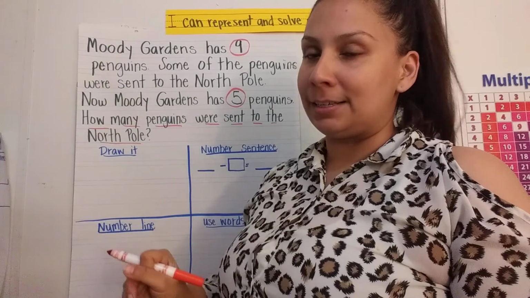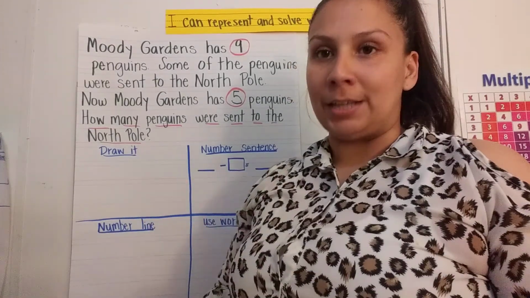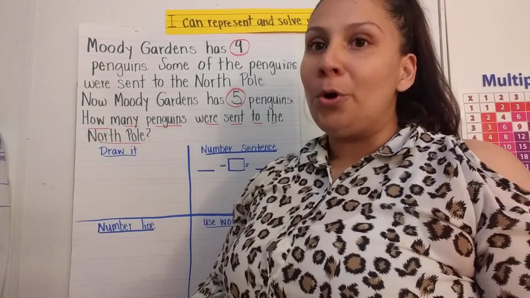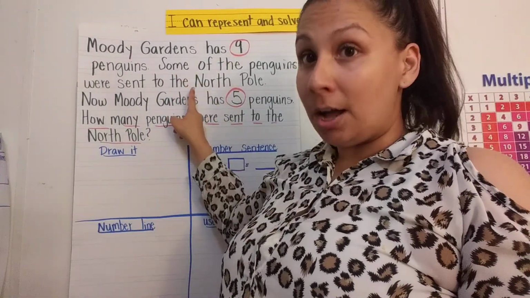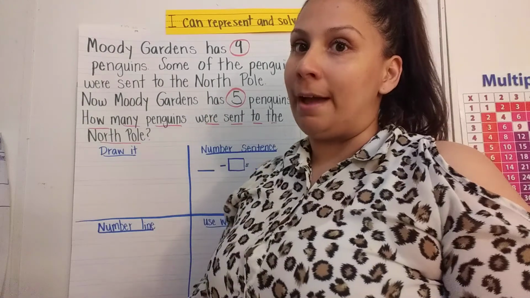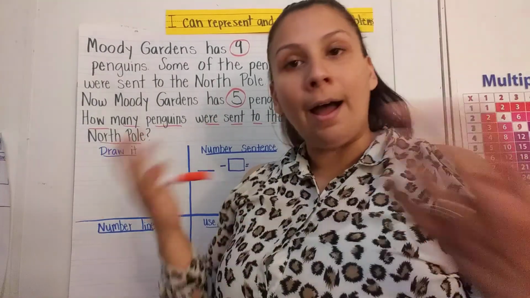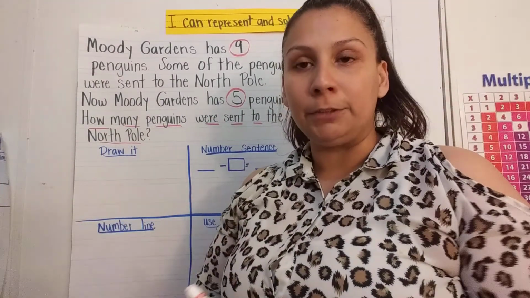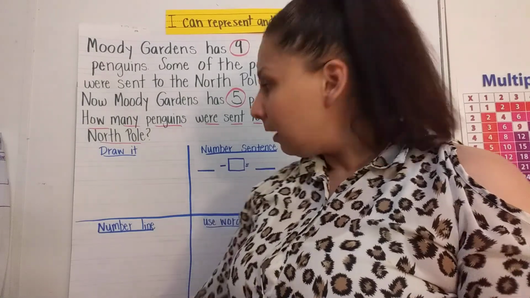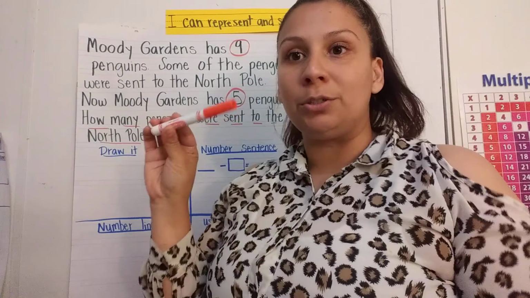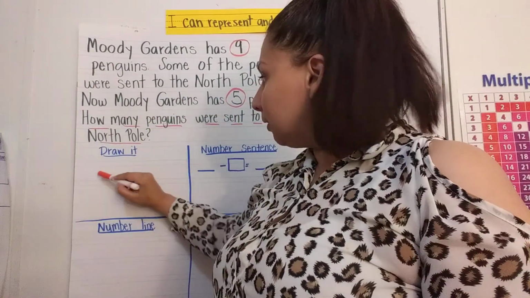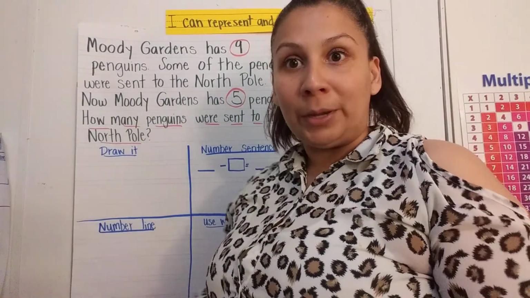Okay, the question is asking us how many penguins were sent to the North Pole. We know they started off with 9. They lost some, and now they only have 5. So we want to know how many did they lose? How many left to the North Pole? So the first thing we're going to do is draw it. You can draw it using dots, or you can draw it using actual little penguins.